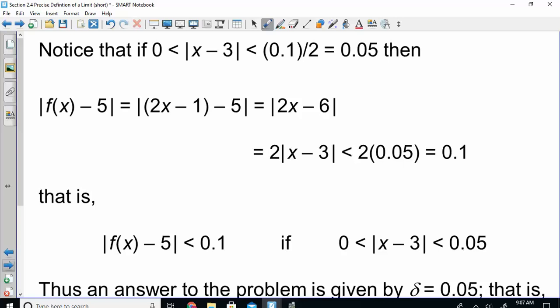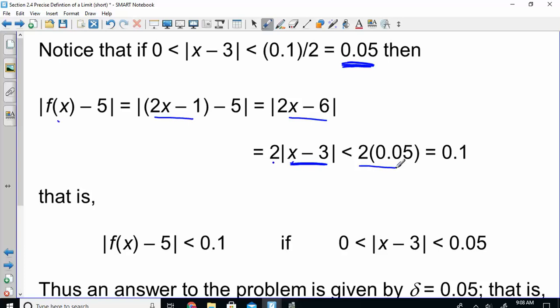Okay, so here I'm just kind of pulling this number from nowhere at the moment. You'll find it later. But I'm telling you, let's try 5/100. So if my x was in 5/100, then the distance between my function and 5, well, my function was the absolute value of 2x minus 1. So if I plug that in for my function, combine like terms, you get the absolute value of 2x minus 6. You could take a 2 out of that. But I just said, let's pretend that x minus 3 is less than 5/100. So if I plug that in, we get the 1/10.